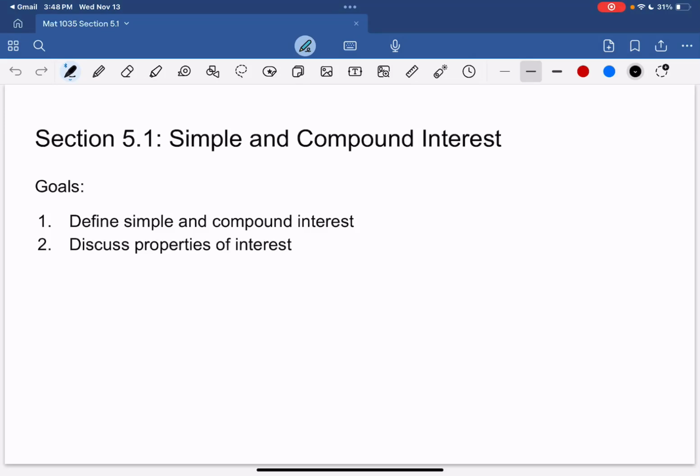All right, so this is our last chapter for 1035 Business Math with Calculus. So we're going to talk about Chapter 5. We're going to get into finance. Everything that we've done up to this point leads us into this finance category. For Section 5.1, we're going to talk about simple and compound interest. We'll talk about the definition of what it is, the properties of it and how it works, and then we'll do some application problems that go along with it.